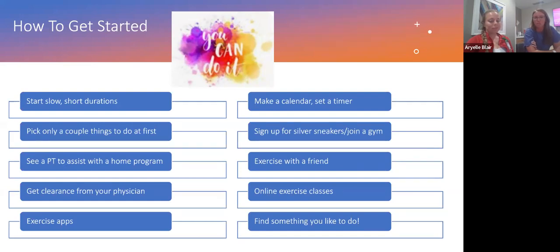to do aquatics. There's exercise apps that can make it a little bit more fun. Make a calendar, set a timer. You're more likely to keep with a program that way. Sign up for Silver Sneakers or join a gym. Exercise with a friend. They can keep you to make sure you do it, and you can keep them on track as well. There's online exercise classes if you don't have time to get to a gym, and find something you like to do. You're way more likely to actually get started and do it if it's something that you enjoy, because overall you just want to stay active.